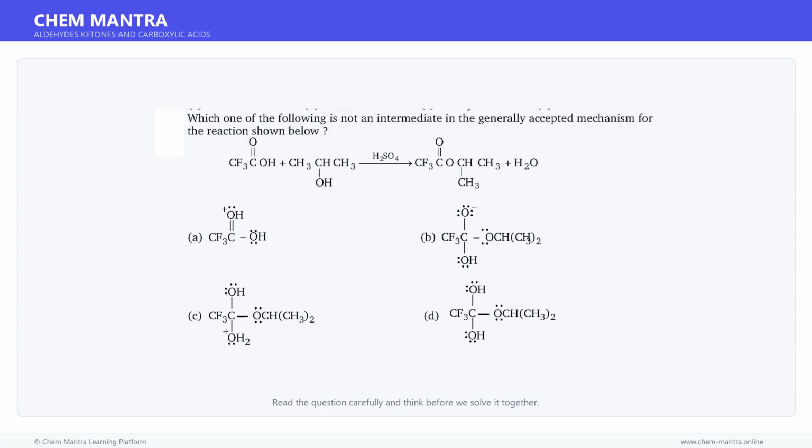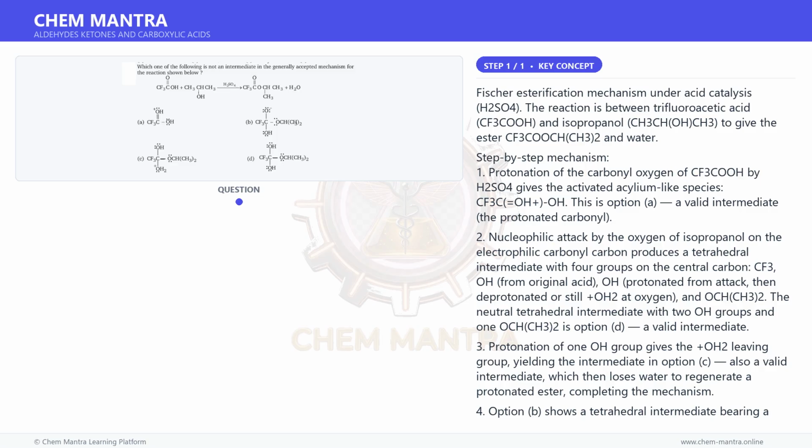Here is a question. Read it carefully and think about the answer. Let us solve it step by step. Let us first understand the key concept here. Fischer esterification mechanism under acid catalysis, H2SO4.